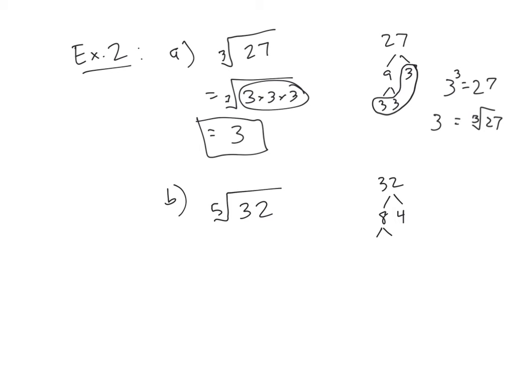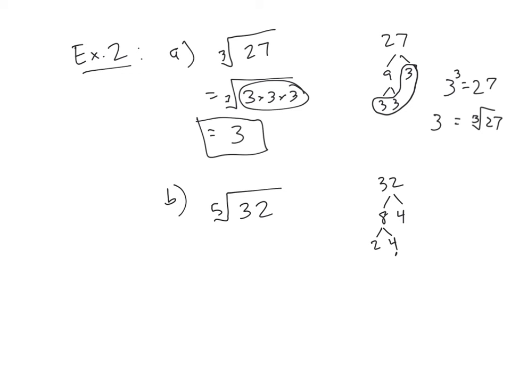And then again, I'm going to pick 8 and 4. 2 and 4 makes 8, times 4. And you might be tempted to circle the pair of 4s there, and that would make sense because usually in square roots you would circle the pair. But in this case I need a group of 5 because my index is 5. I'm looking for a 5th root.